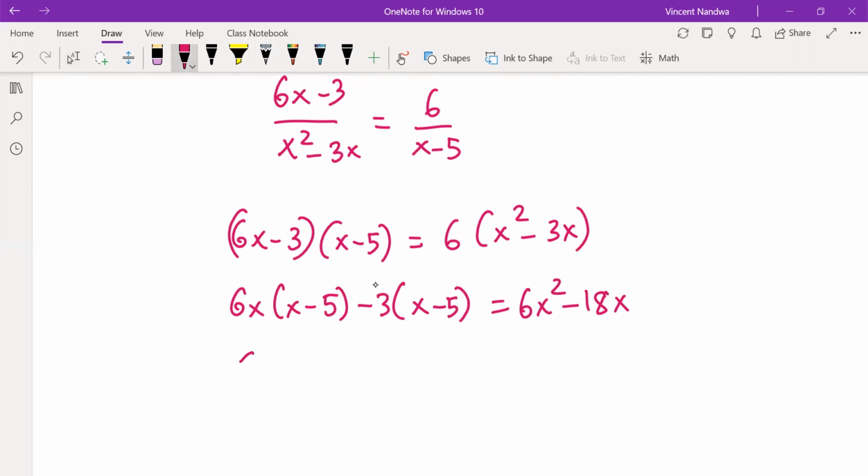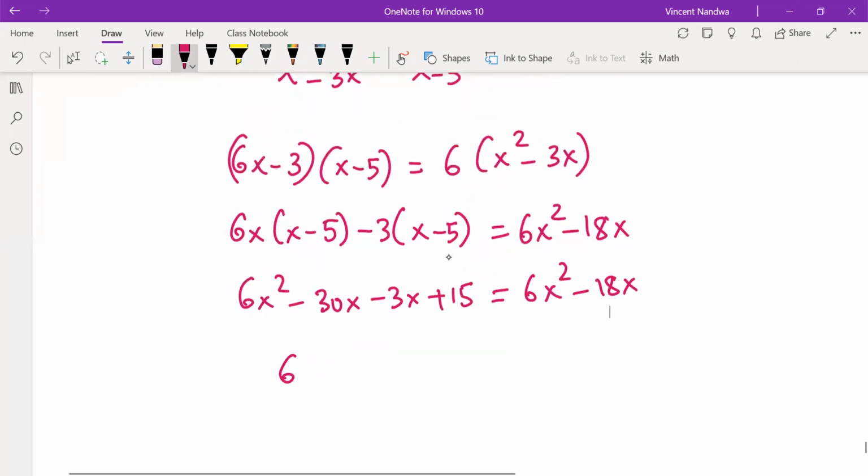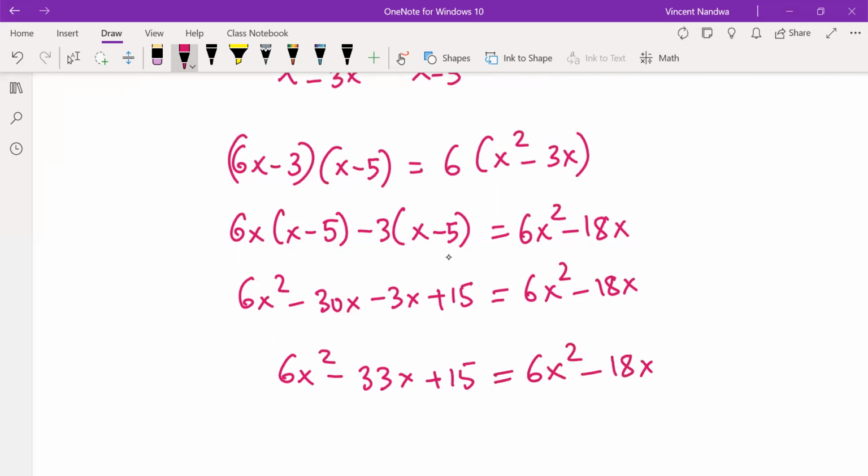Opening brackets, we'll have 6x squared minus 30x minus 3x, minus times minus is plus 15, equals 6x squared minus 18x. So we'll have 6x squared minus 33x plus 15 equals 6x squared minus 18x.